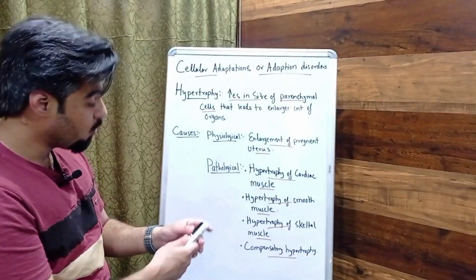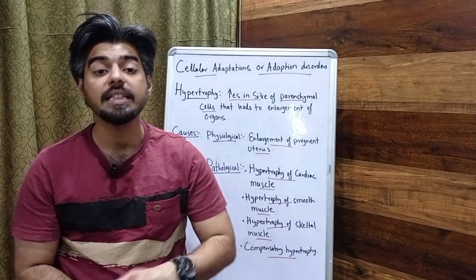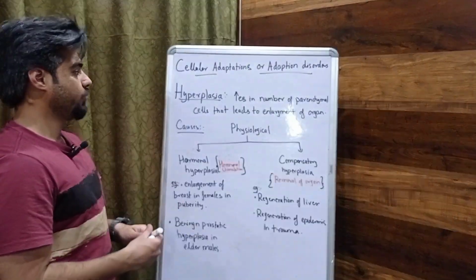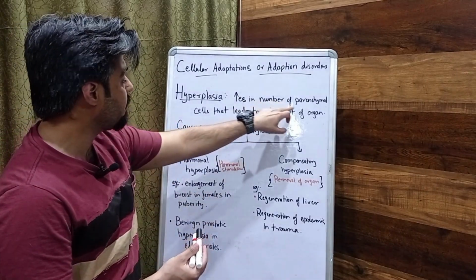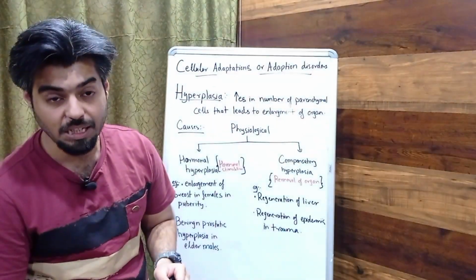Now let's come to the next cellular adaptation disorder, and that is called hyperplasia. So guys, hyperplasia. What's hyperplasia? It is an increase in the number of parenchymal cells that leads to the enlargement of an organ.